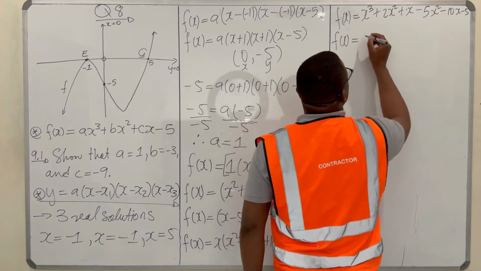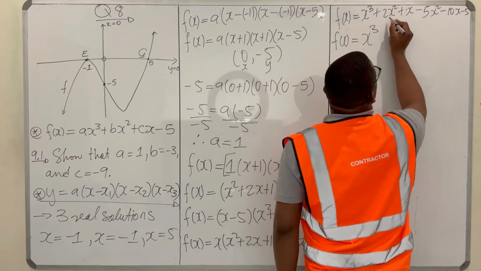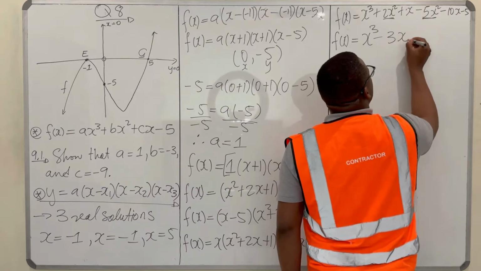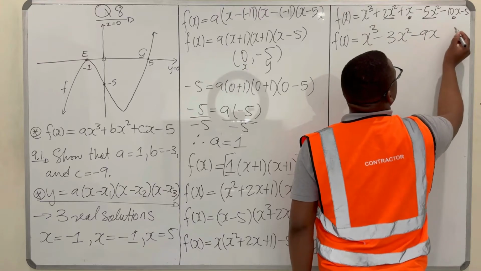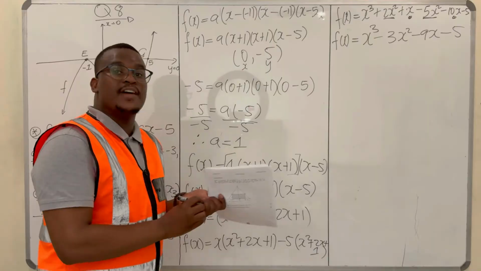So f of x is equal to x cubed, which has no friends here. You can see 2x squared and minus 5x squared, so this is minus 3x squared. The x goes with the minus 10x, so this is minus 9x. The 5 has no friend, minus 5. So this is the equation of f of x.